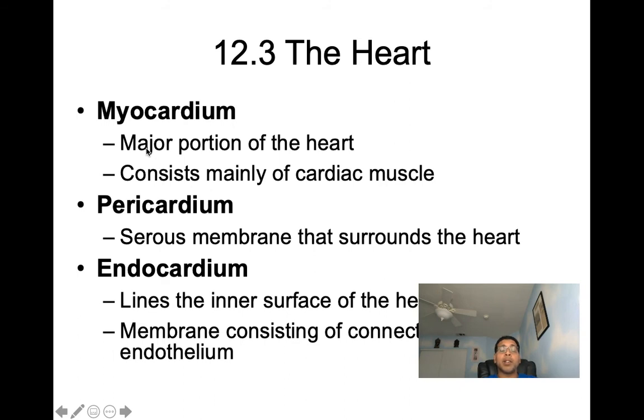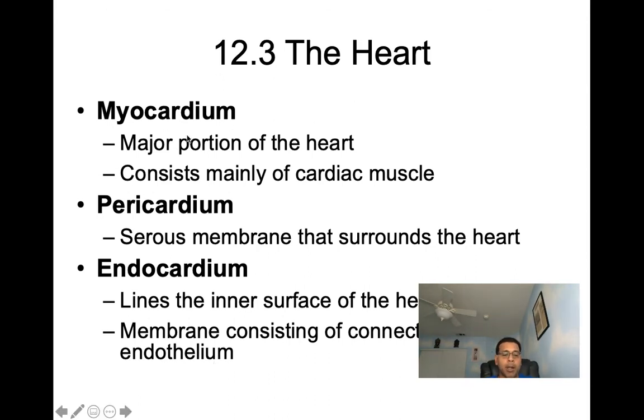The layer external to the myocardium again then is the pericardium. The pericardium is the serous membrane that's going to be found surrounding the heart. Internal to the myocardium then we have our endocardium. The endocardium is found lining the inner surface of the heart. It's a membrane consisting of connective tissue and endothelium, which is simple squamous epithelium.